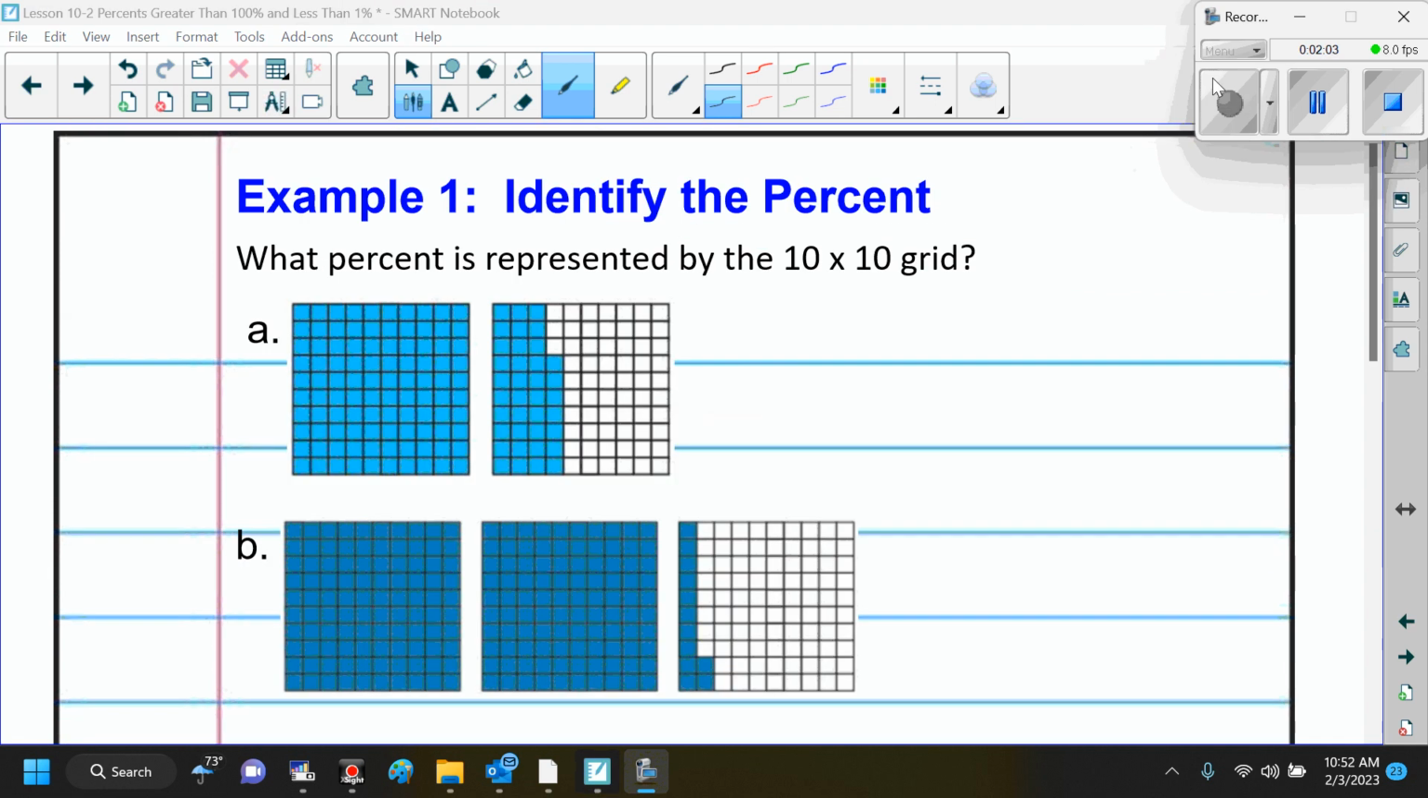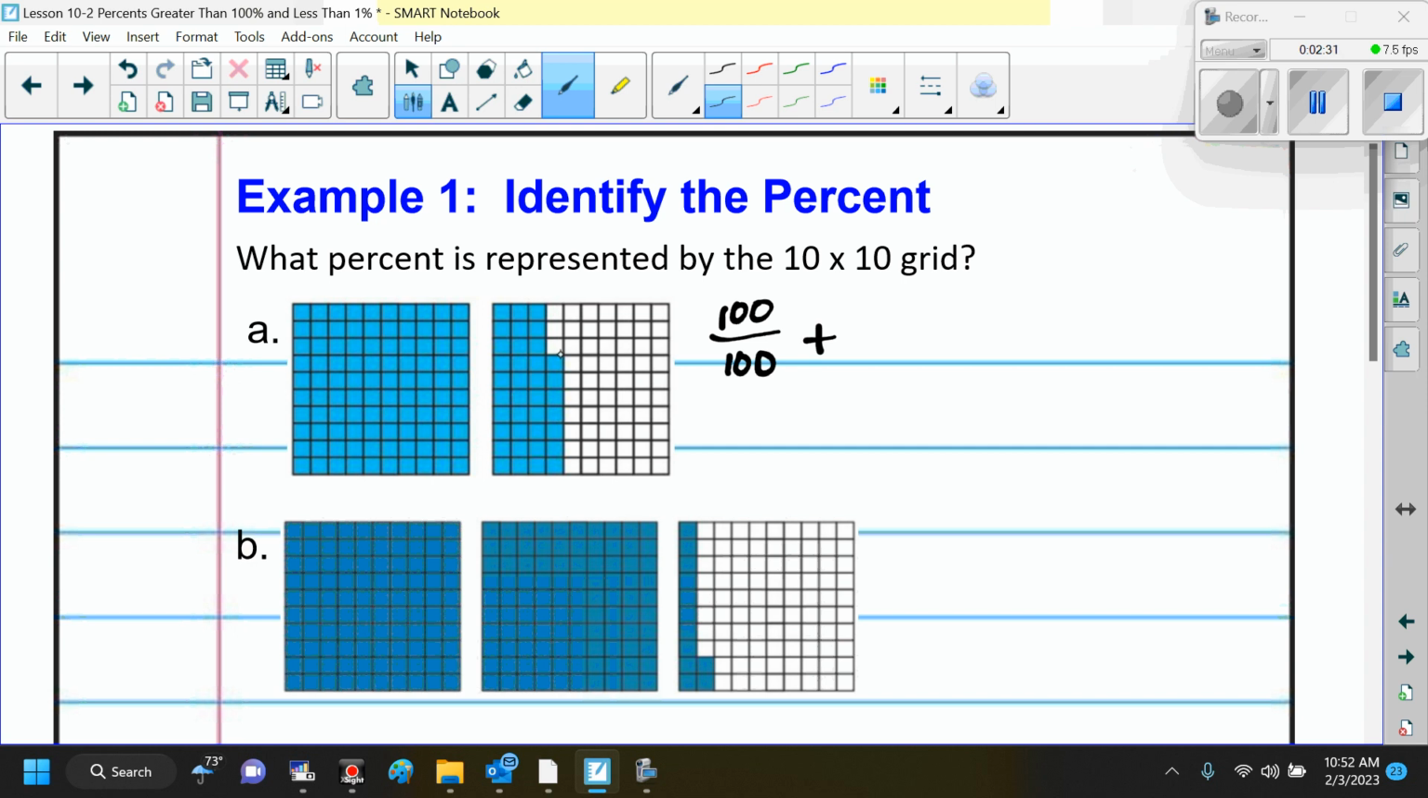So example 1, we are identifying the percent. We want to find the percent represented by that 10 by 10 grid. So again, we're going to look to see what percent is over here. That's 100%, right? If I write it as a fraction, it's going to be 100 over 100. I'm going to write it as a fraction.